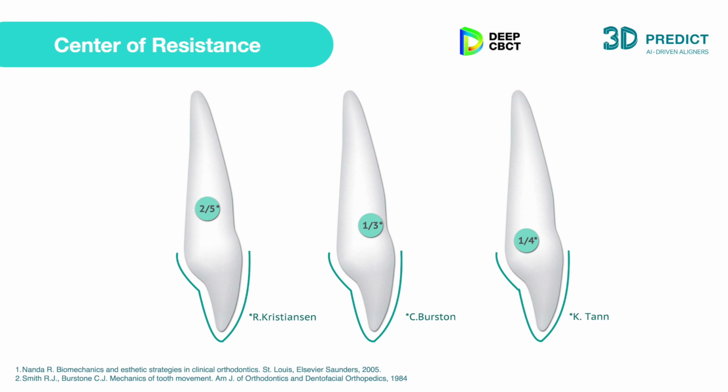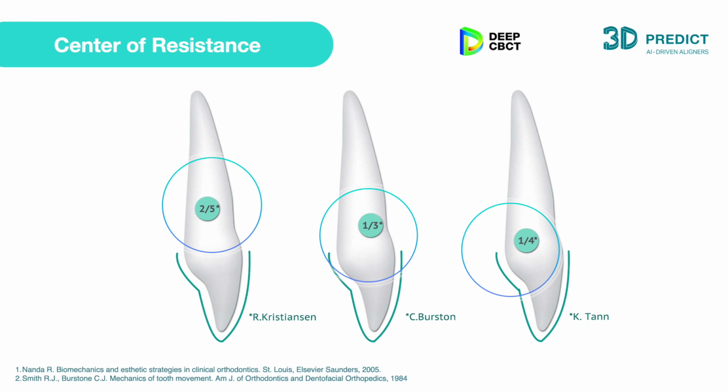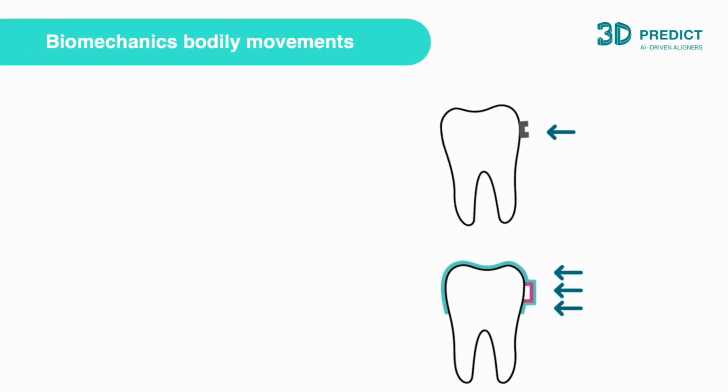Accurate force application requires knowledge of the location of the center of resistance of a tooth. Various attempts have been made to assess the location of the center of resistance by different methods depending on author, as you can see here. Regardless, an accurate calculation is only possible if the root and bone anatomy are considered. Just as with the anchorage concept, 3D has the technology to gather this information and use it in our teeth movement protocols.